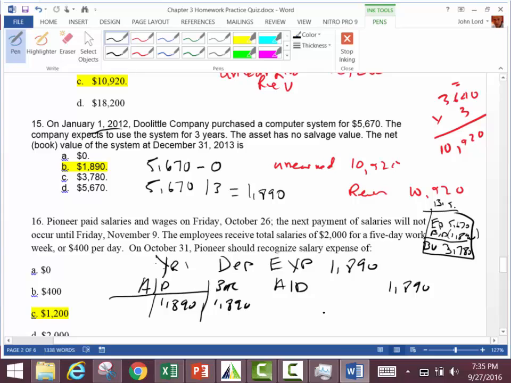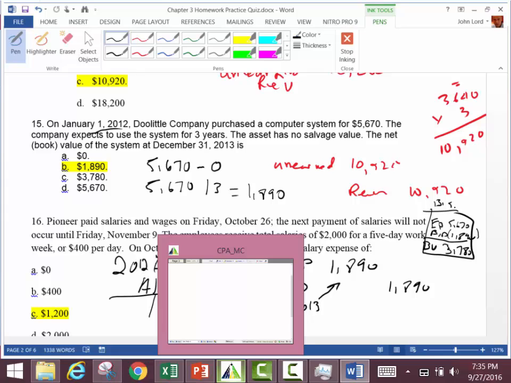Now I'm going to do year 2, which I guess is 2013. If this is 2012, year 1, what journal entry should I make in 2013? I'm going to make the same exact journal entry, right? I make that same journal entry every year for this. And so when I do, I'm going to post over another 1,890. This balance comes up to how much? 3,780, right?